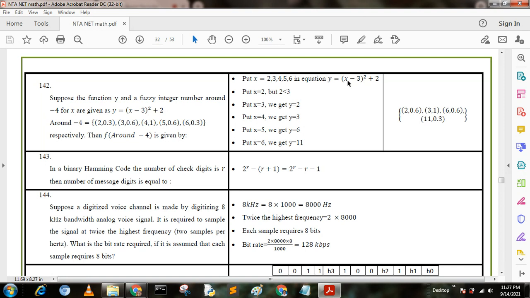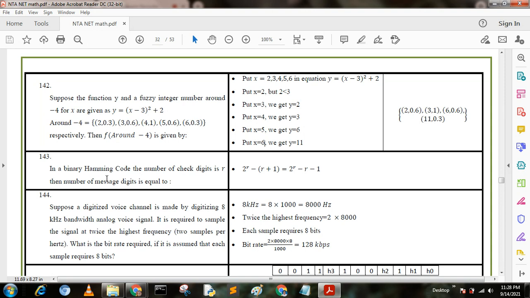We cannot take values. Put x equal to 3, we get y equal to 2. Put x equal to 4, we get y equal to 3. Put x equal to 5, we get y equal to 6. Put x equal to 6, we get y equal to 11. So when y equals 2 and x equals 3, that means 0.6, we put 2, 0.6 here. Then when y equals 3 and x equals 4, that means 1, so 3, 1. When x equals 5, that means 0.6, we write 6, 0.6. Again, when x equals 6, 0.3, we write 11, 0.3. This is the required answer.